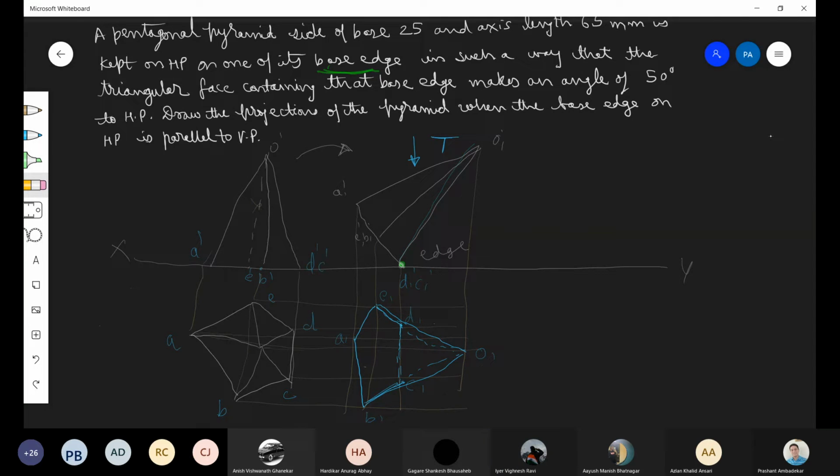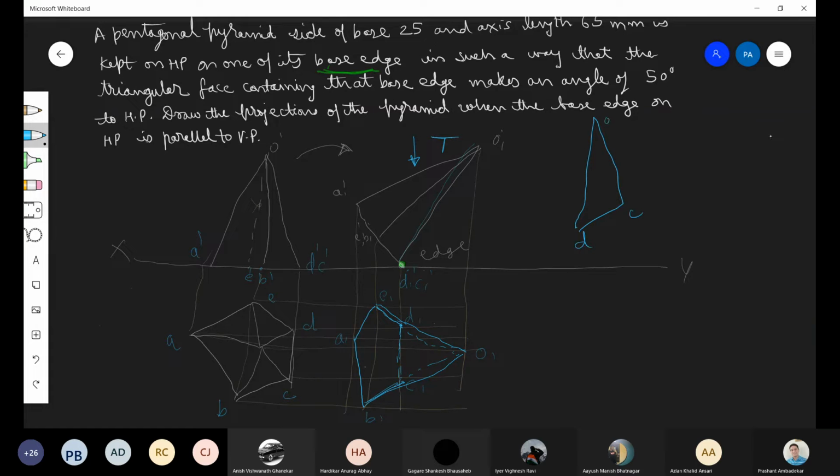So if this is the base edge, just a minute. Base edge is DC. Okay, you can see DC is the base edge, and which is the triangular face, the face formed by the base edge D, C, and O. So D is here. This triangular face, this is the triangular face formed by D, C, and O.